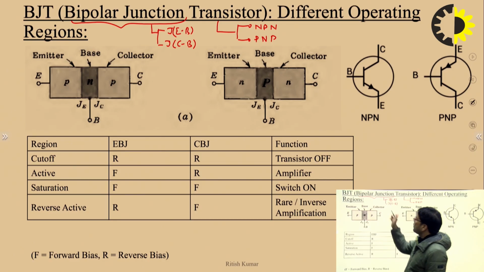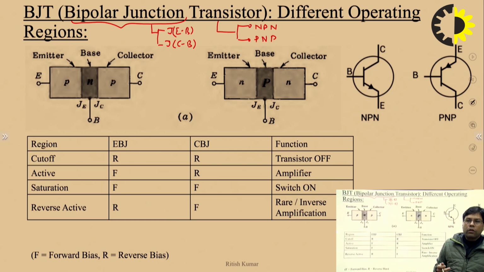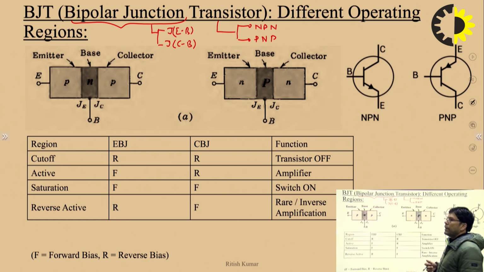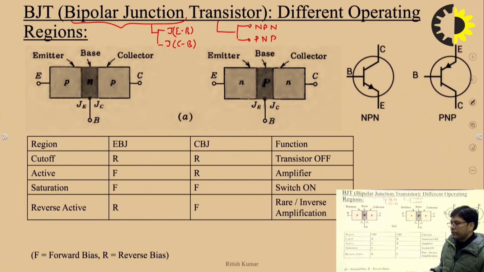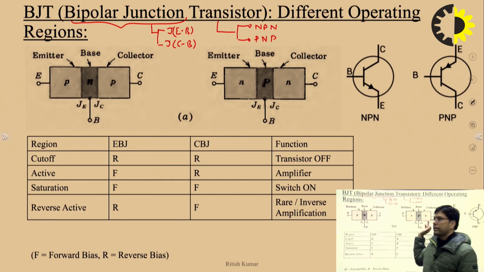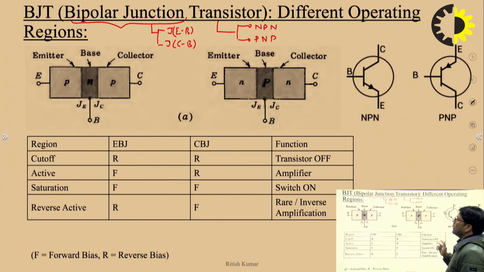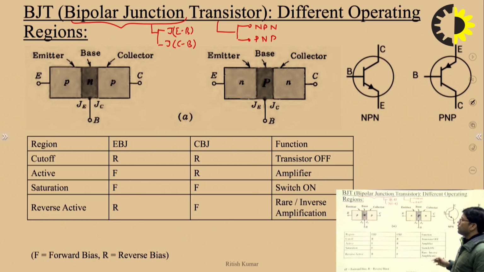And why we call it bipolar also is because the flow of current, or the conduction process, happens due to the presence of both charge carriers, that is minority carriers and majority carriers. There is some concept regarding the reverse saturation current that we will be covering in the next slides. So first we need to understand what PNP and NPN are and the different operating regions.